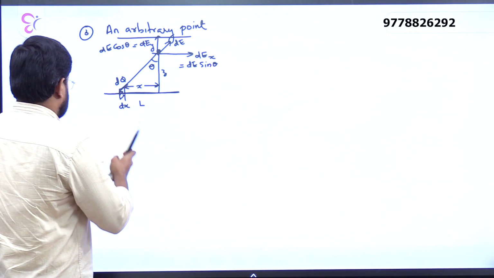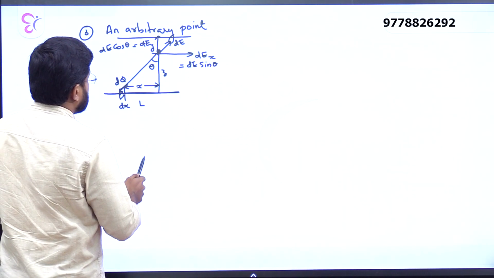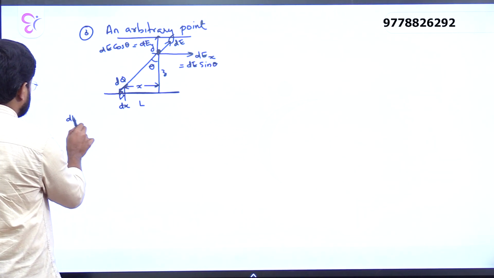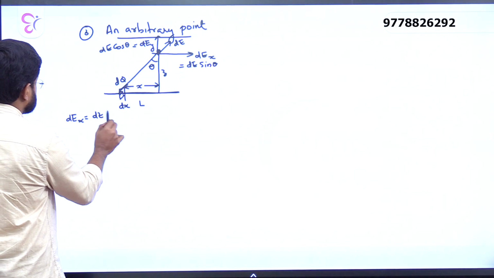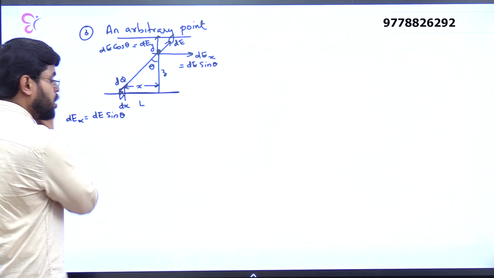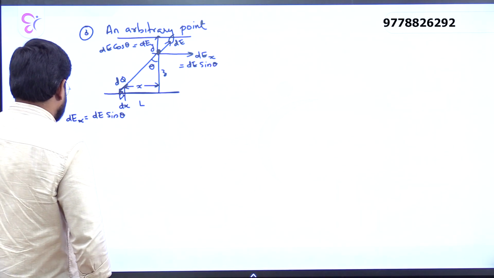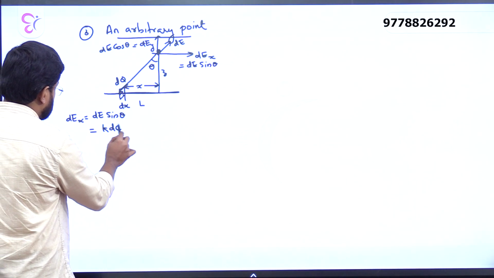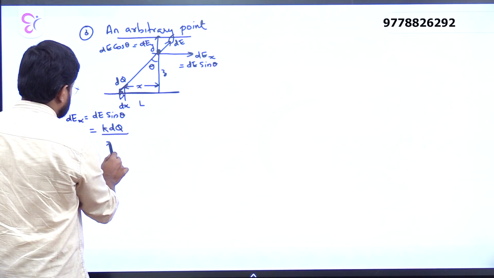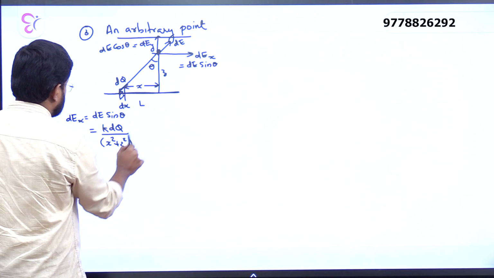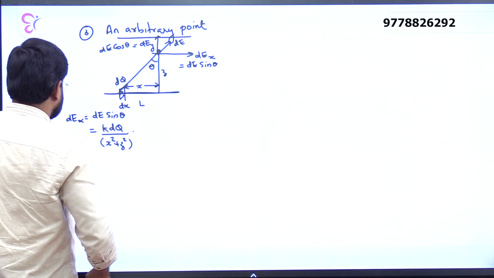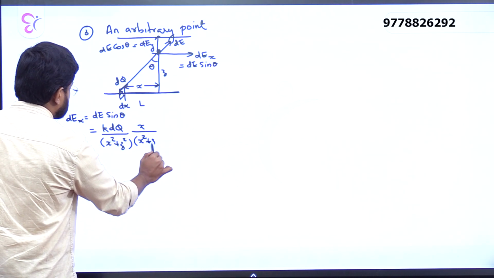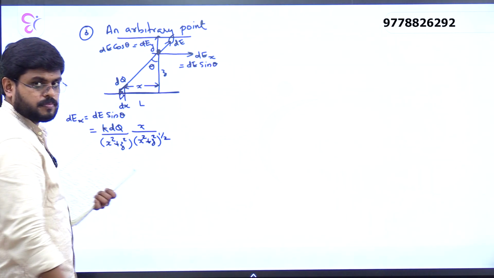First I am taking this x component. dEx is equal to dE sin theta. What is dE? dE is 1 by 4 pi epsilon 0, dq divided by x square plus z square, into sin theta. And sin theta is x by under root x square plus z square, isn't it?